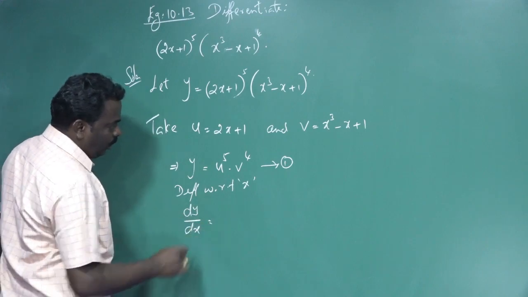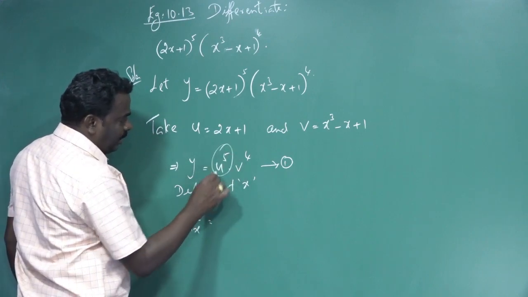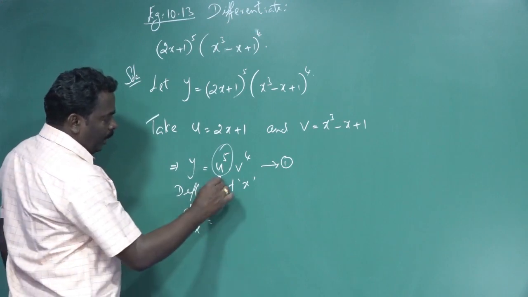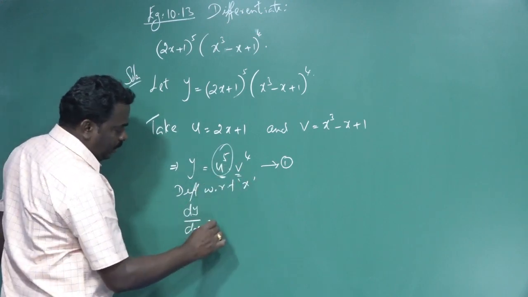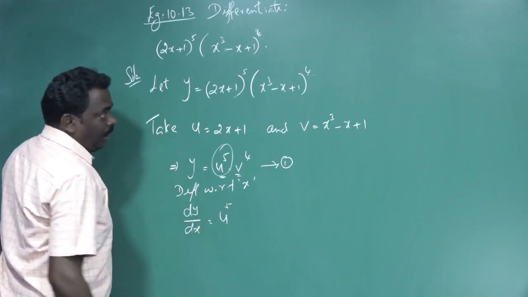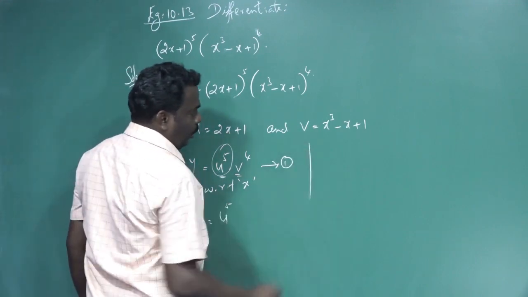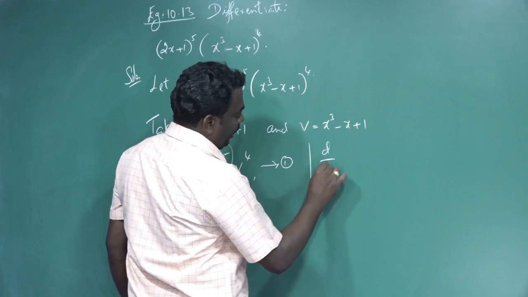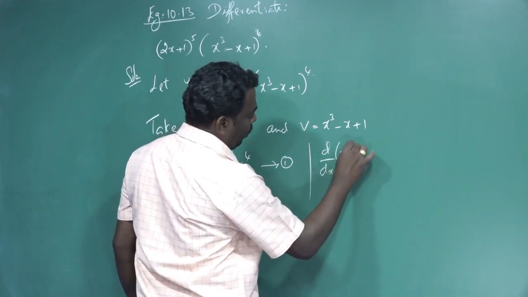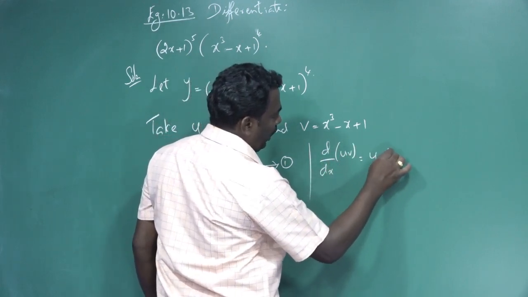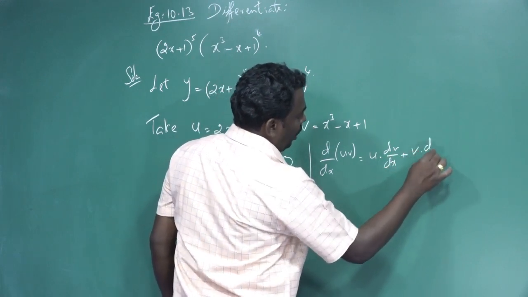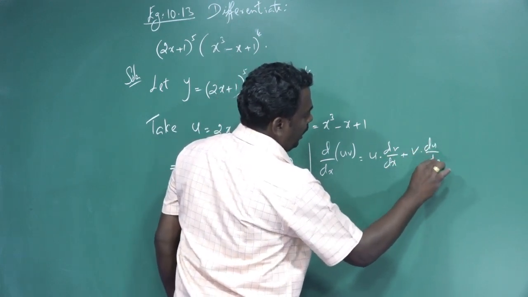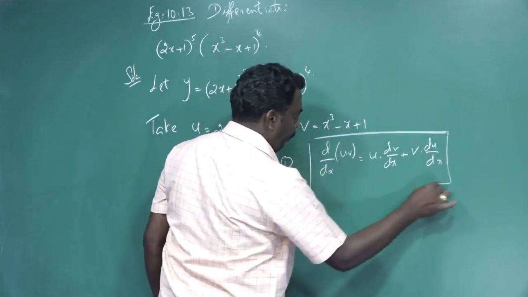Differentiate y with respect to x, therefore dy by dx equals, and here we differentiate the product of u and v. U is the first term, v is the second term. You know the differentiation of a product: d by dx of u into v equals u into dv by dx plus v into du by dx. It is called the product rule.